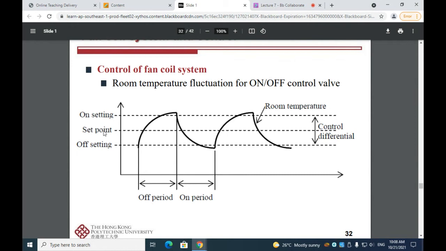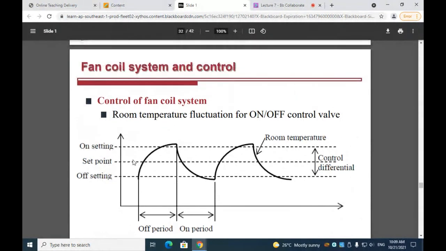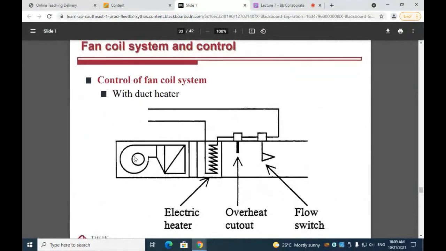So you can see that even if we have a set point for a room with this kind of fan coil control strategy, the room temperature will fluctuate, and the system will go through on periods and off periods periodically. And the control differential is the temperature difference between the off setting and on setting. So this is the control for the fan coil system. Instead of this kind of on-off control, we can also install a duct heater inside the supply air duct for the fan coil unit. The duct heater will serve as a terminal reheater, similar to the terminal heater in a CAV system.